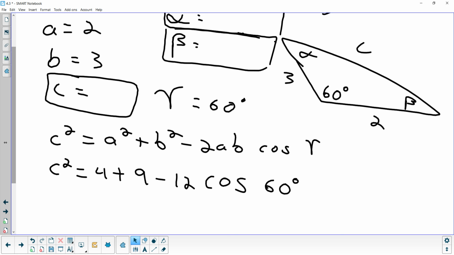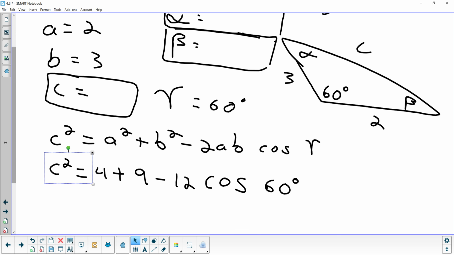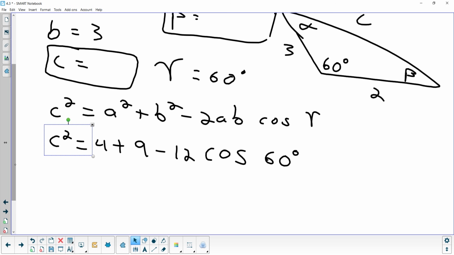Now, this is more about order of operations than it is about getting the variable alone. The variable is pretty much already alone. I mean, you're going to have to get rid of this exponent of 2 at the end. But other than that, the variable is by itself. So now we're going to do this arithmetic on the right-hand side. So c squared equals.